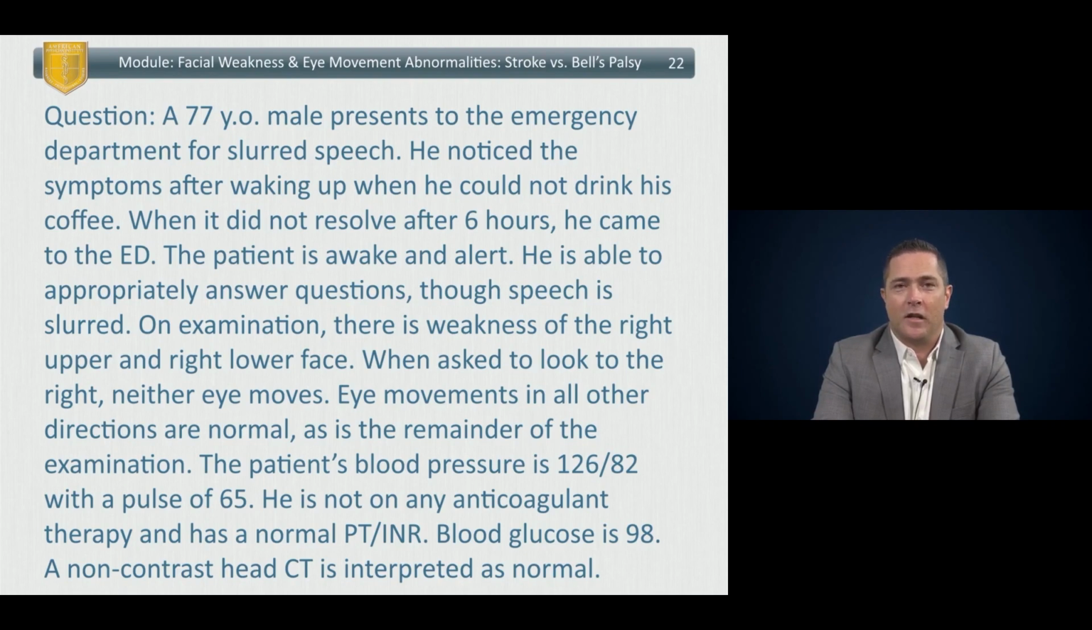Key things as you're looking back at the case presentation. This patient, like the last one, has upper and lower facial weakness. He is not aphasic. There is slurred speech, probably from the facial weakness. The one major finding in this case is when you ask the patient to look right, the side of the face that's weak, neither eye moves. Ask the patient to look left, look up, look down, there's no issue. Ask the patient to look right, there is no eye movement. Neither the right nor the left eye will move to the right.